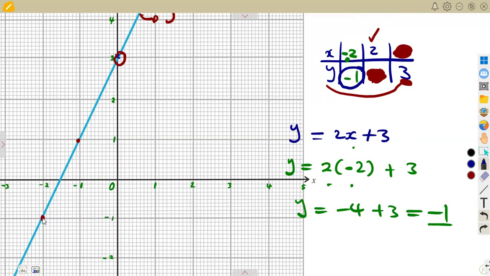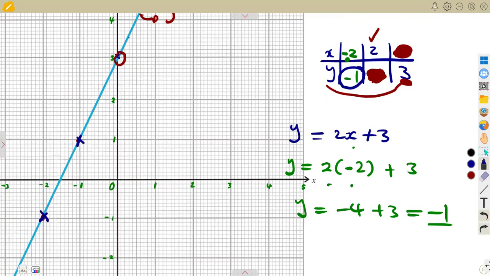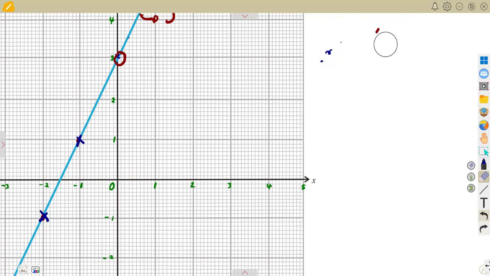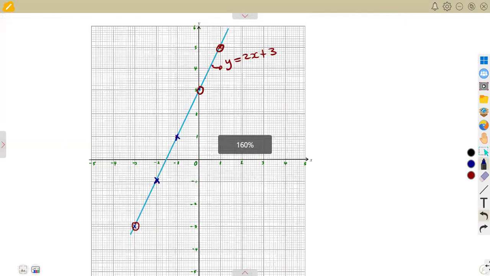Meaning that the points you mark here and here, at the end, your points are on the same straight line. So no matter the way you pick your points, whether they are on the positive side or not, at the end they all go on one and the same line. So this is the idea that you're going to use.